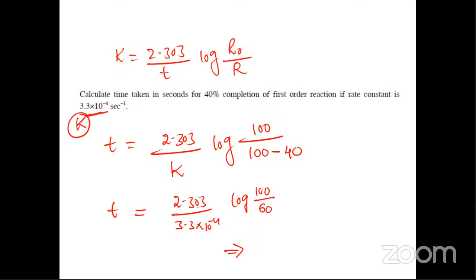0.477. Okay, so the answer is 1535 point some seconds. If you do the calculation, you'll get it like this. Calculation is not a big deal. Just the formula is needed. It is first order kinetics, chemical kinetics.